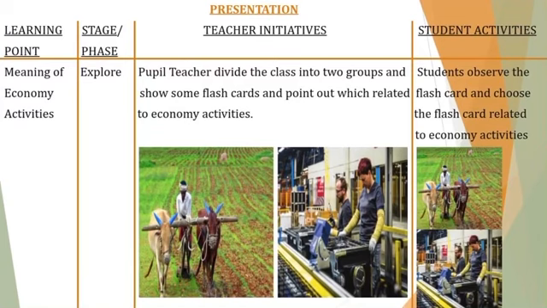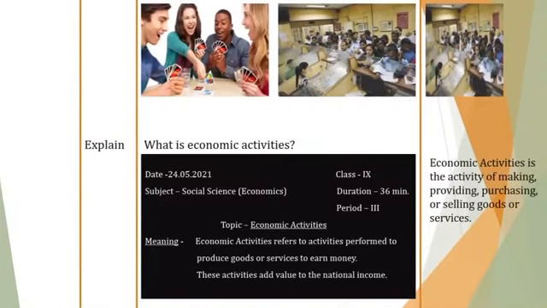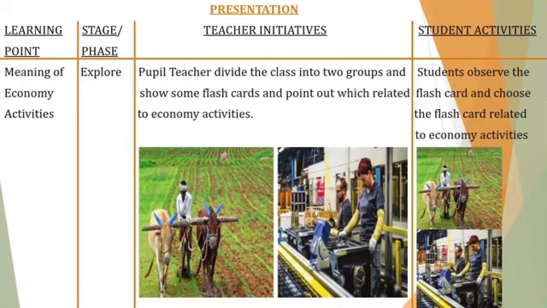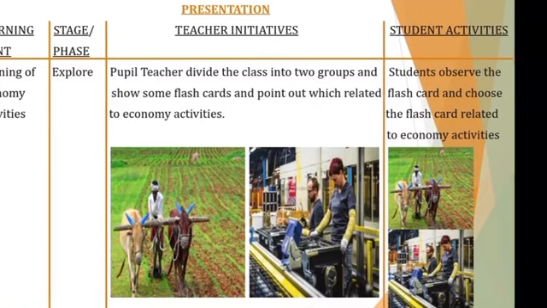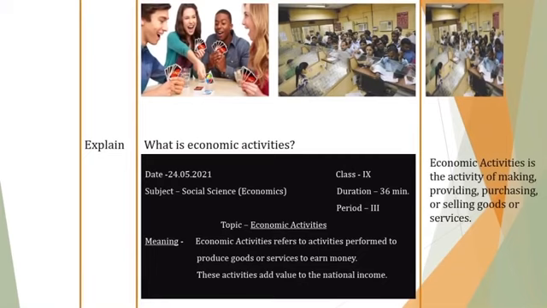My first learning point is meaning of economic activities. Pupil teacher divides the class into two groups and shows some flashcards and asks which are related to economic activities. Students observe the flashcards and choose the flashcards related to economic activity. In the first picture, second and fourth, these pictures are related to economic activity. In the third picture, it is a non economic activity.